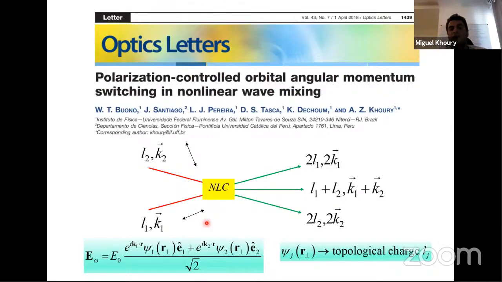And the interesting thing is that we could see simultaneously the three processes, okay? In the forward second harmonic generation, we only obtain the independent doubling of the topological charges. But then we had a third output here that was the added wave vector, that would also carry the added topological charges. So the addition of linear momentum was accompanied by addition of angular momentum. And again, we could control the relative intensities by controlling the input polarizations.